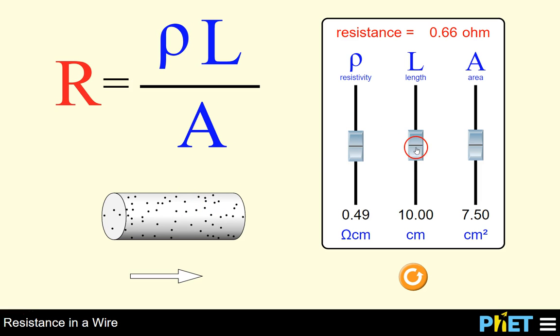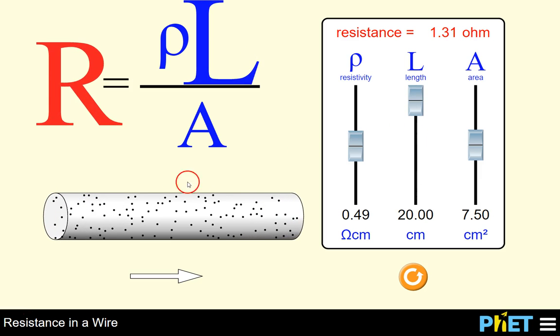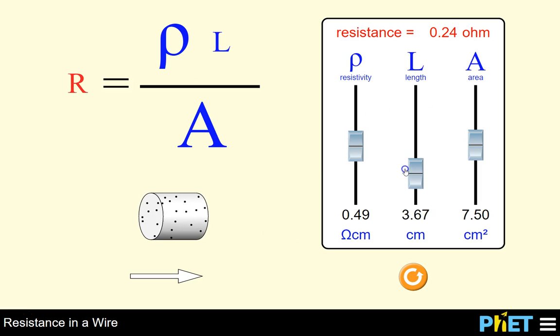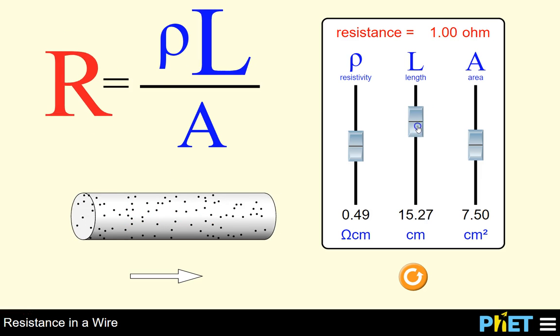The other factor is the length. If we increase the length of our resistor, notice if our resistor is short, it's going to be pretty easy for an electron to make its way from one end to the other. But if we increase the length, there are more things that it's going to collide with on its way, and it's going to have more trouble making its way, and so the resistance is going to increase in that case.